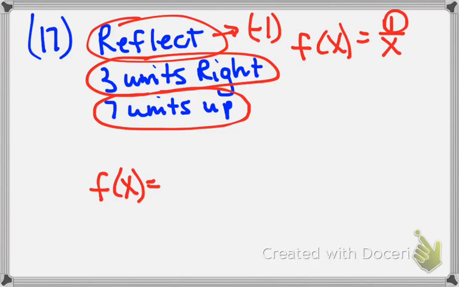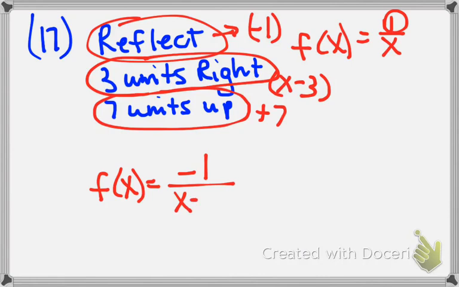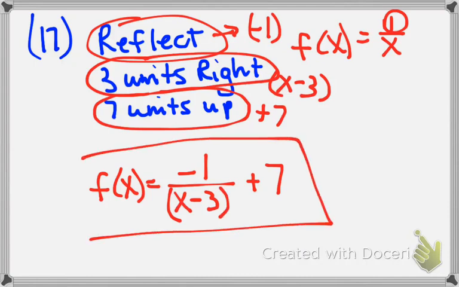We know that we're going to shift 3 units to the right, so inside x world, that's going to be minus 3. And then the 7 units up, that will be after everything else, so at the very end, we'll have plus 7. So my new equation is going to look like this: negative 1 over x minus 3 plus 7. And if you feel more comfortable putting parentheses around the x minus 3, you can do that. That's just fine. And that's what our equation is going to look like.